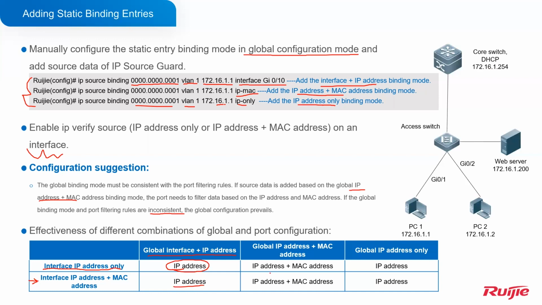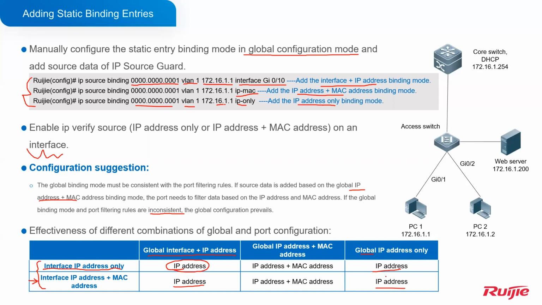Okay, and if in the global configuration mode, what you set is IP and MAC, and on the interface it is IP address only, it will take the IP and MAC address. For the second mode it is the same, IP and MAC. While if you globally set it to IP address only, no matter what you configure on the interface, it will be IP address only. So based on the modes you like, you should take both global configuration and interface configuration into consideration. Right?